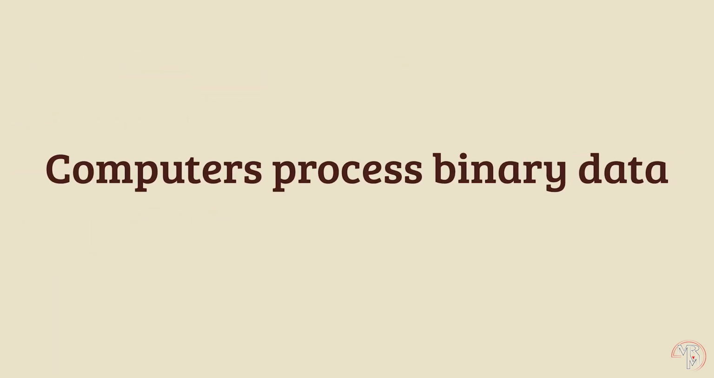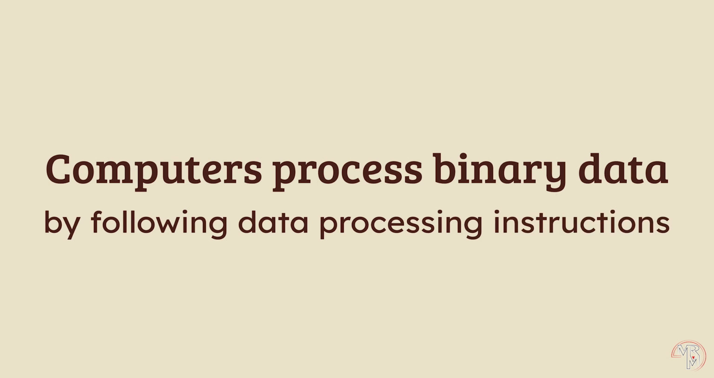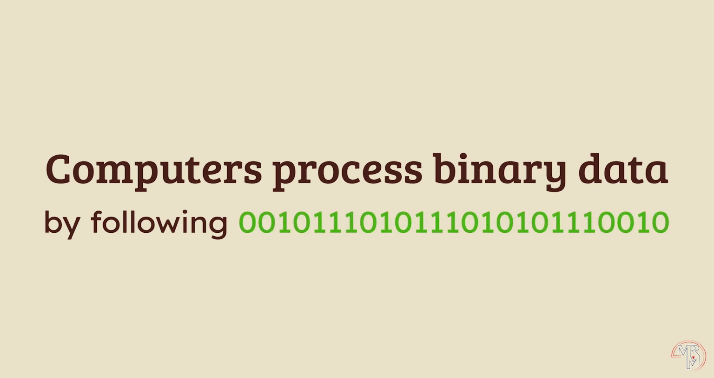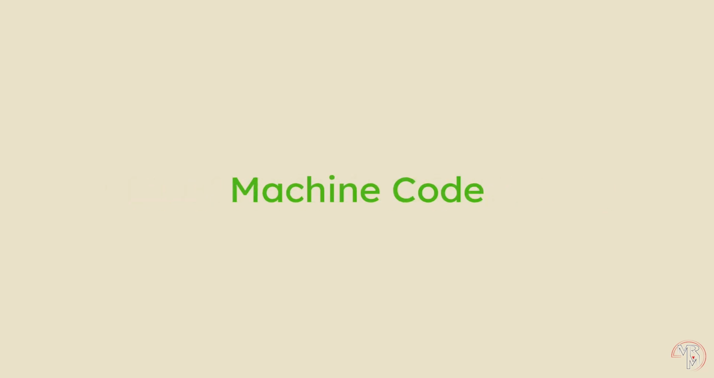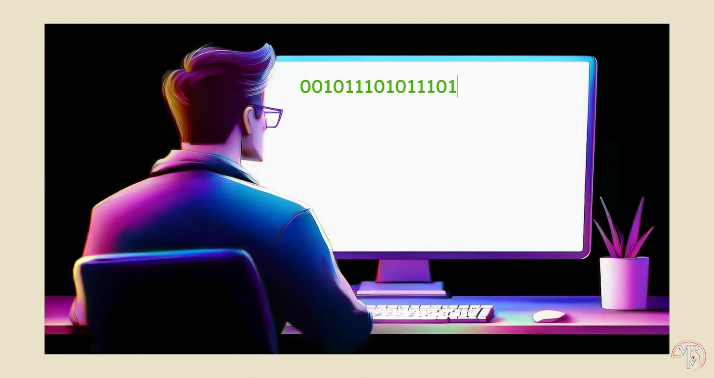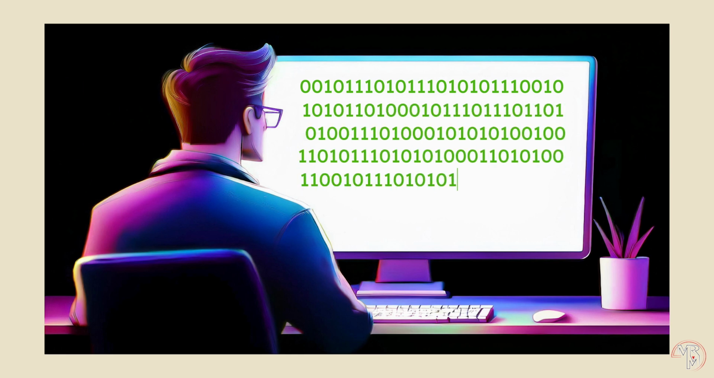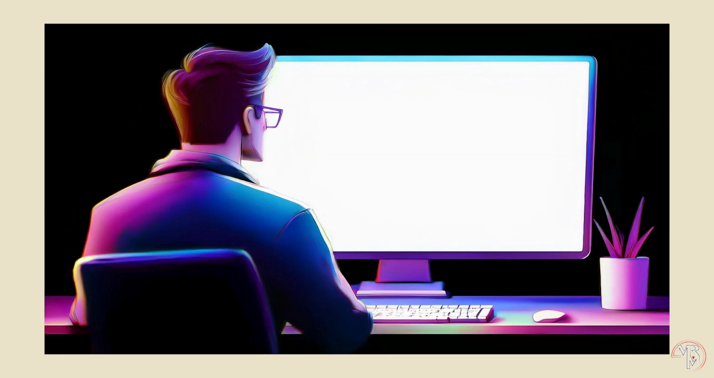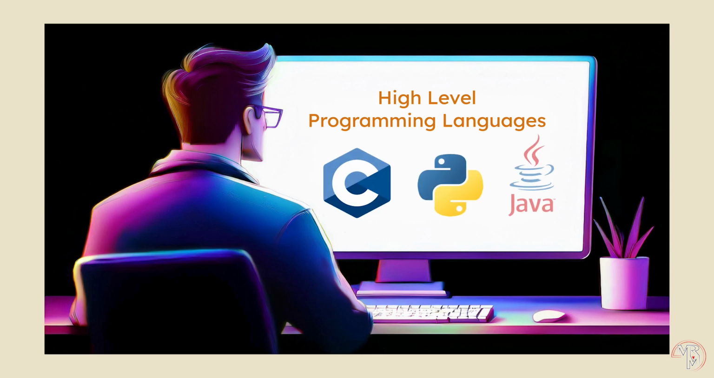Alright, so computers process binary data by following data processing instructions that make up a computer program. The tricky part is that computers can't deal with anything except binary data, meaning the data processing instructions themselves have to be in binary as well. Code written in binary is called machine code. The problem with machine code is that it's not human-friendly. Just imagine writing a computer program that consists of zeros and ones only. To address this issue, we invented the so-called high-level programming languages such as C, Python, Java, etc.